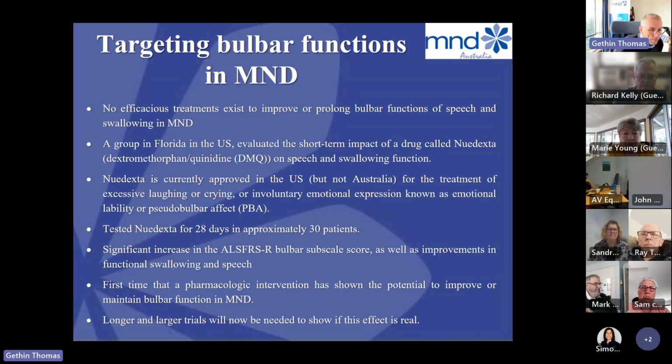This is the first time someone's actually looked at a direct intervention, a pharmacological intervention, in this space. So that again is showing promise. It's a small trial, obviously only short term, but hopefully this will lead to further larger trials to look at this drug, and hopefully then it gives us opportunities to bring it to Australia once it's been well established as an effective treatment.